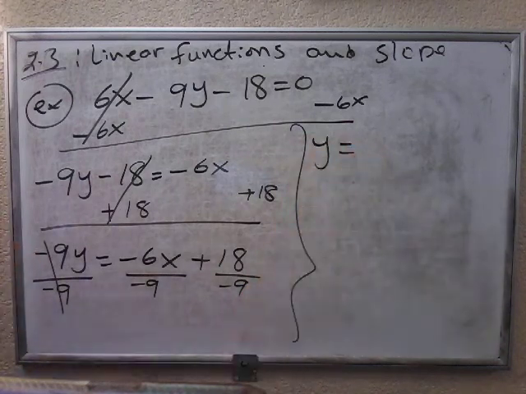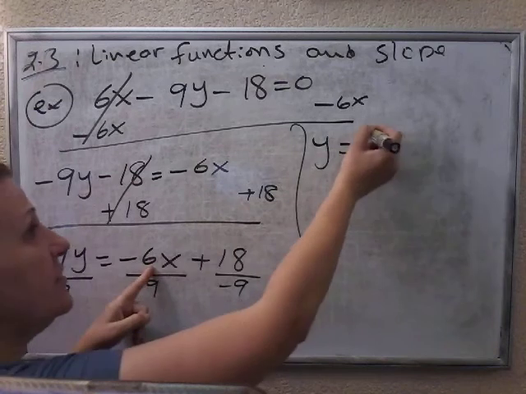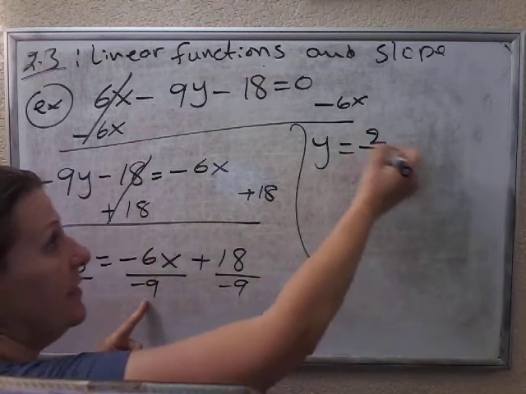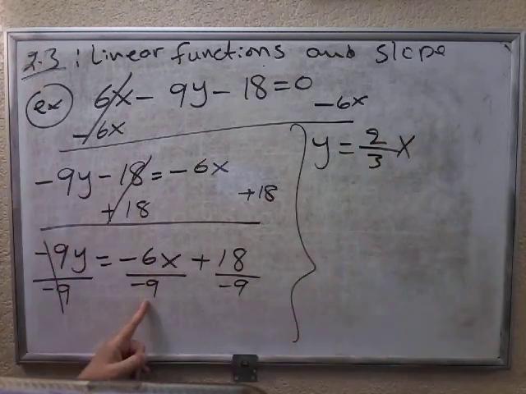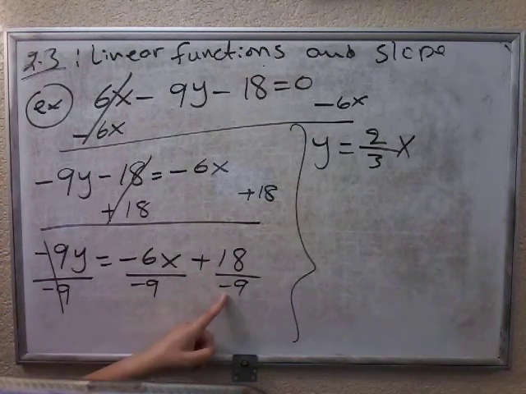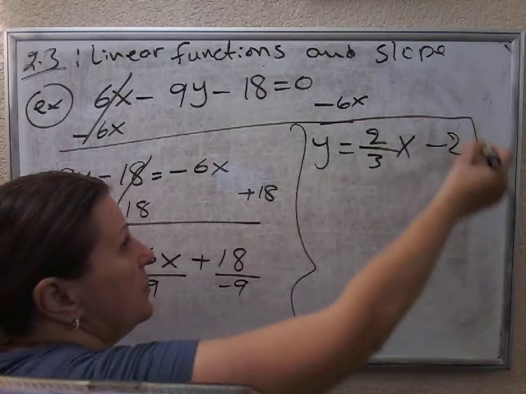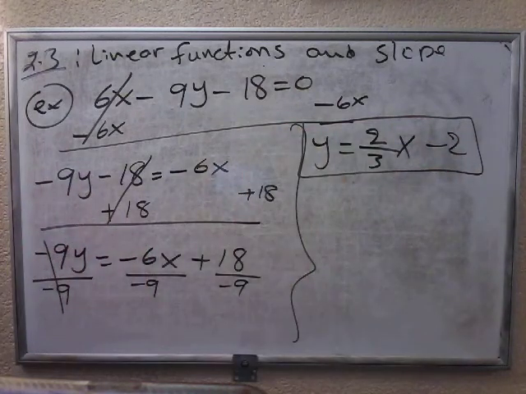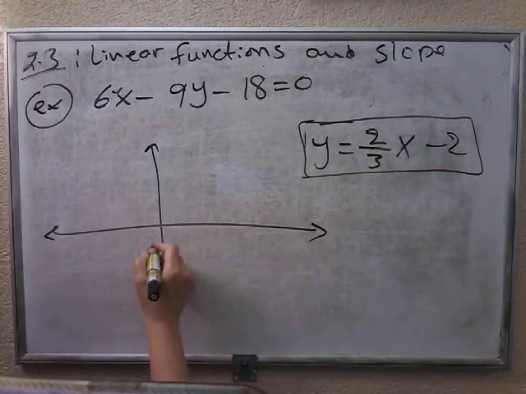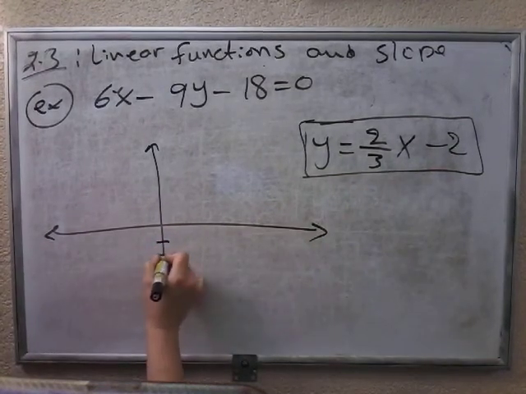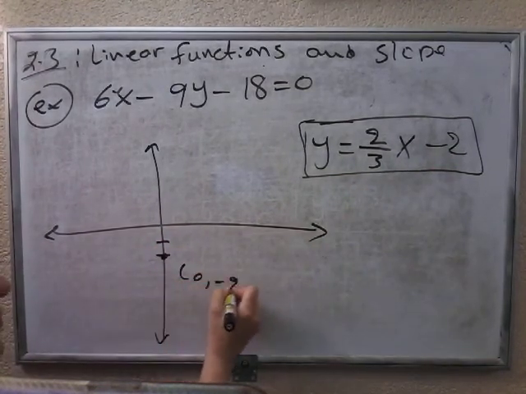y equal negative and negative is positive. Divide by 3, it's 2. Divide by 3 is 3x. Negative and positive is negative. 18 divides 9, it's 2. So here's my new equation. We're going to graph it now. Start with a y-intercept. y-intercept is at 0, negative 2.